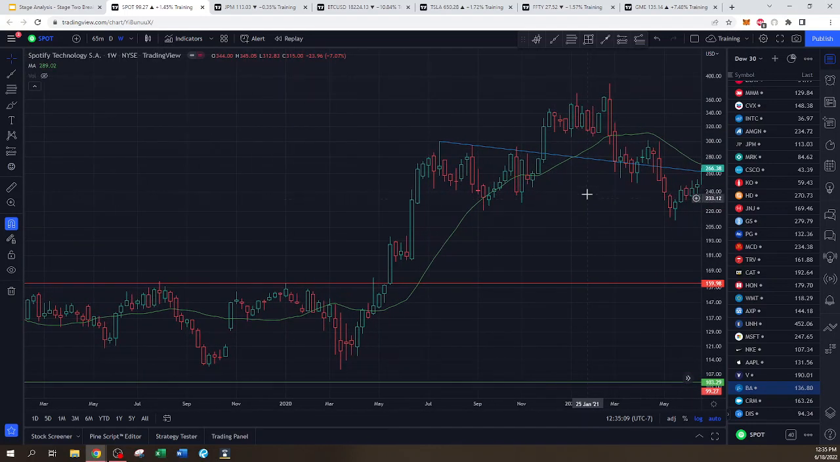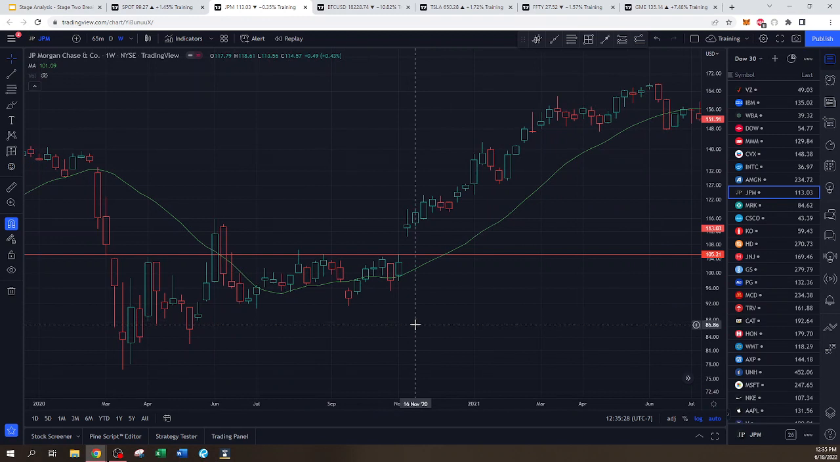And then you can see the stage 2 coming to an end. We get this erratic move. This is a 16% move to the downside. And then price breaks below the 20-week moving average with a strong close, signaling that the stage 2 breakout has come to an end.